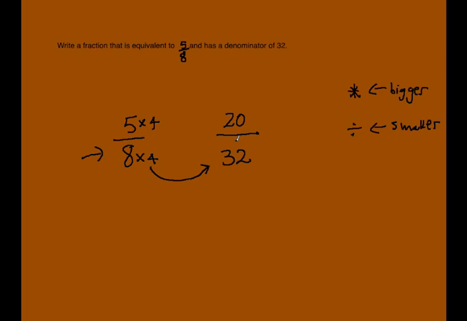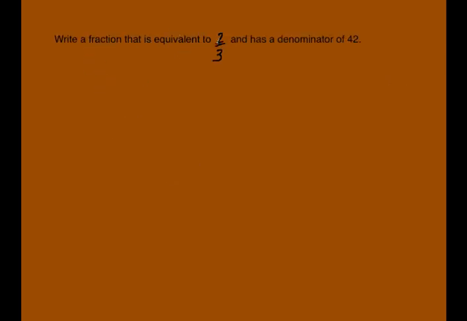Let's look at another example. Now let's say that this is to write a fraction that is equivalent to 2/3 and has a denominator of 42. Now let's try to do it the same way we did the last problem. So 2/3 and you want a denominator of 42. Now here's a problem. It's not that obvious to jump from 3 to 42. It's not obvious just to see what number you have to multiply 3 by to get to 42. So that means 3 times one number will give you 42.